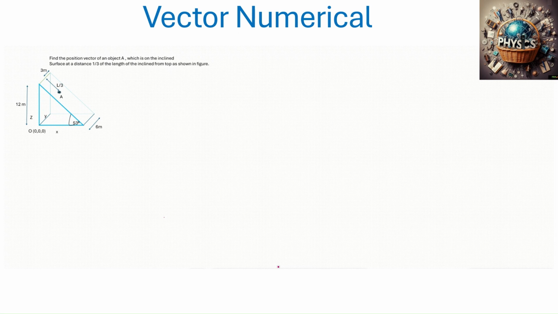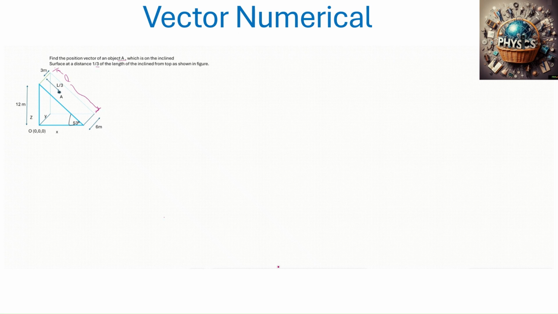So this is the question that is with us. It says that the position vector of an object A, which is on an inclined surface at a distance one-third of the length of the inclined plane. So it shows that it is L by 3. Basically, what it means is that this part is L. And here it is given that this is 3 meters.